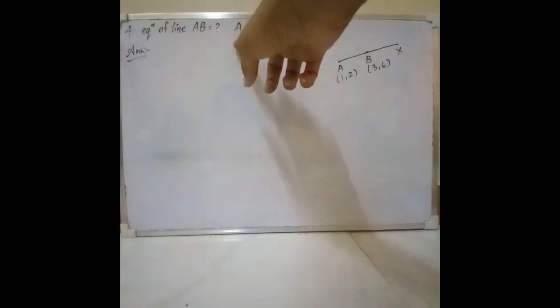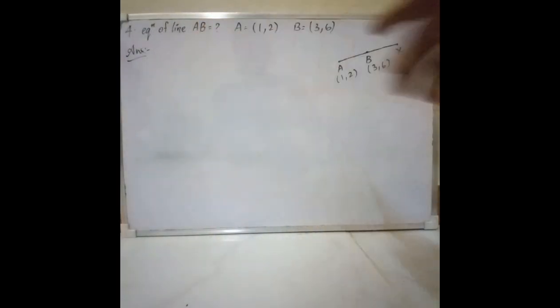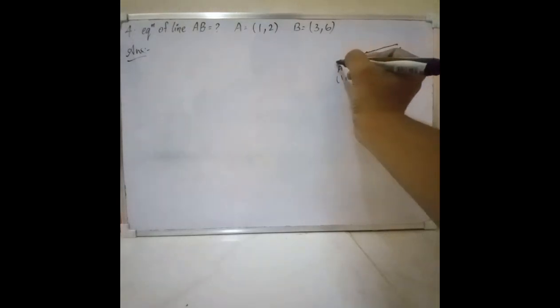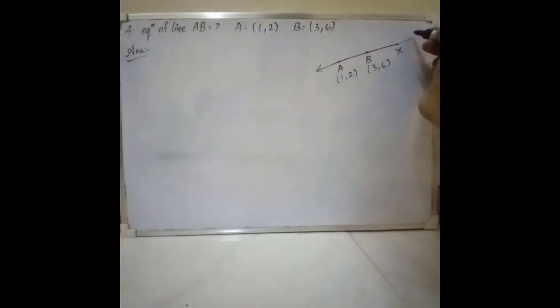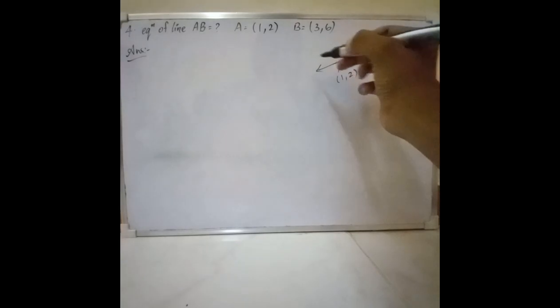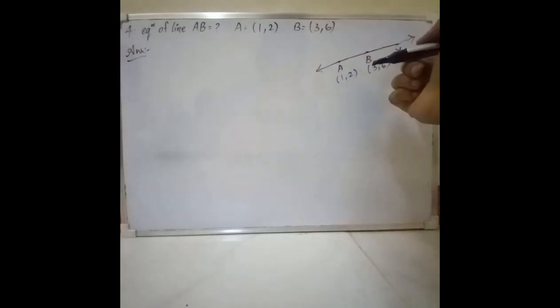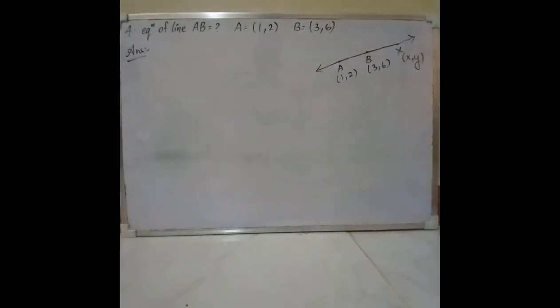Let's name them A and B, and we have to find the equation of the line AB, right? So let's assume AB to be the line. Let this be the line which passes through A and B. Now A and B are points on this line, and let's assume there is one more point X with the coordinates x and y. X is another point on this line with the coordinates x and y.